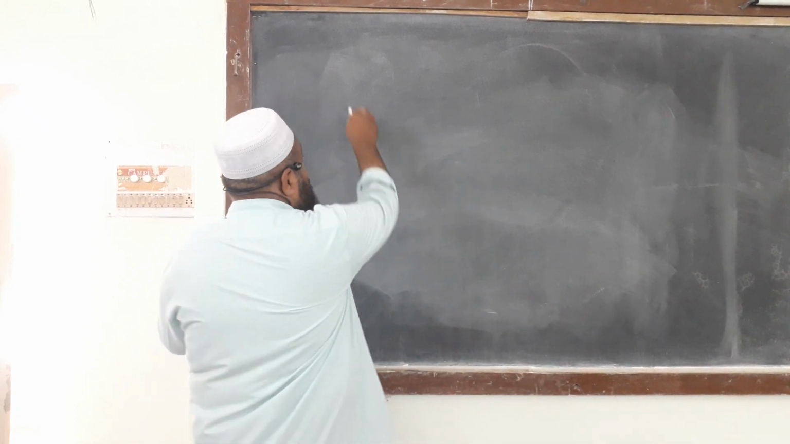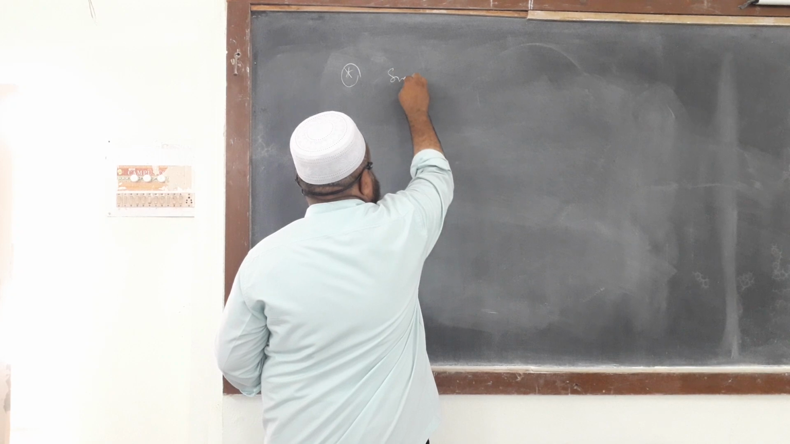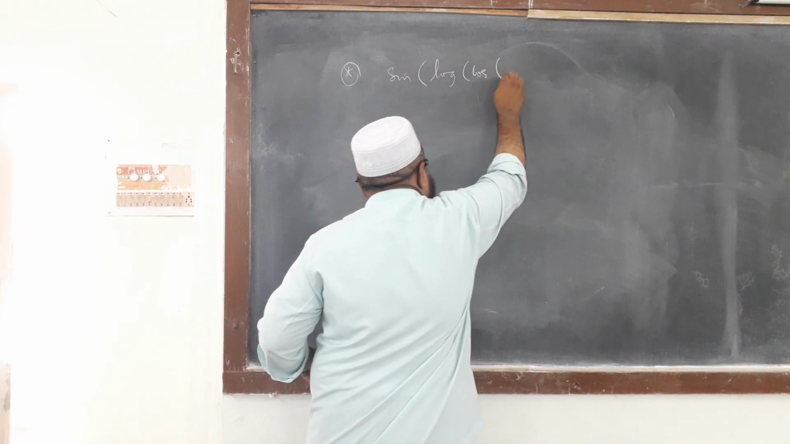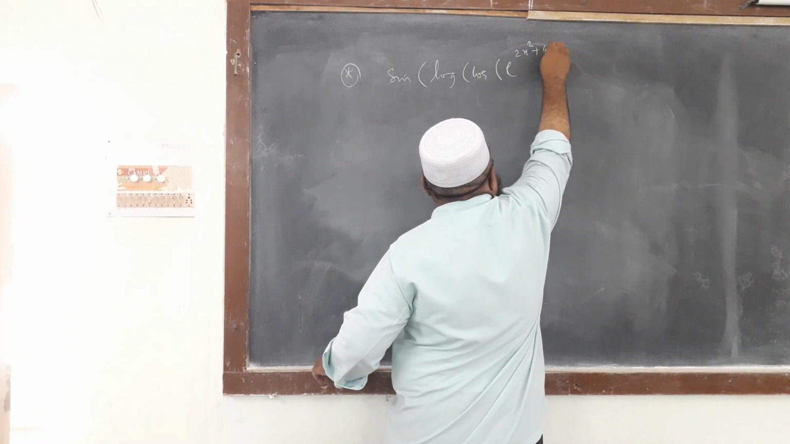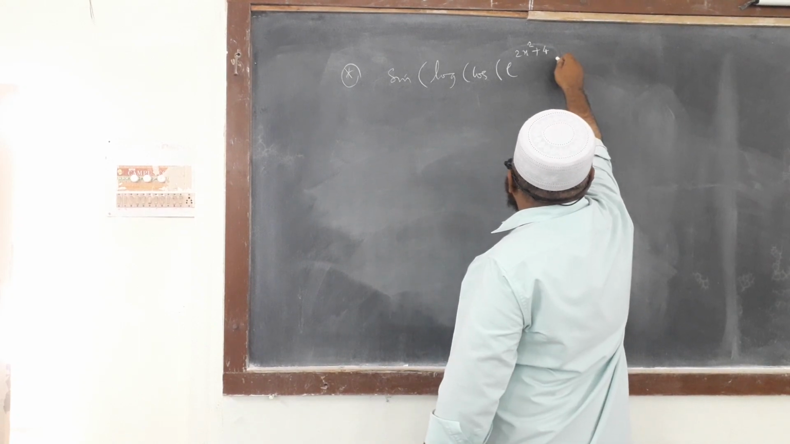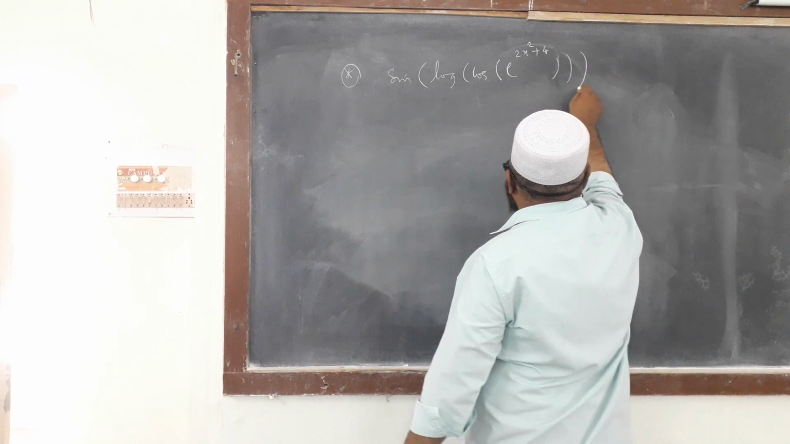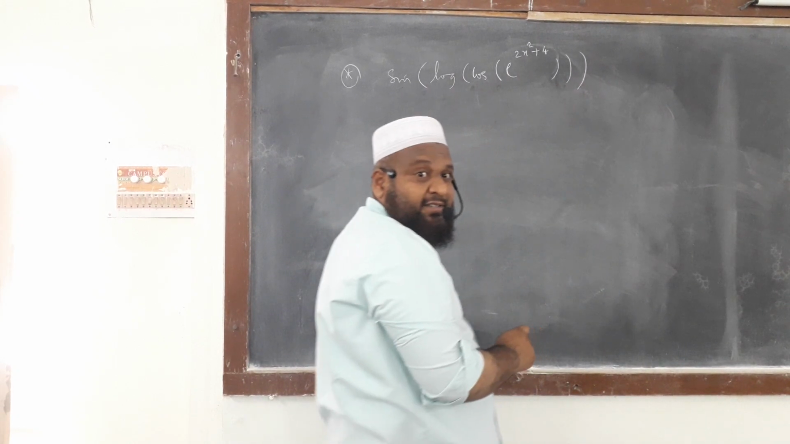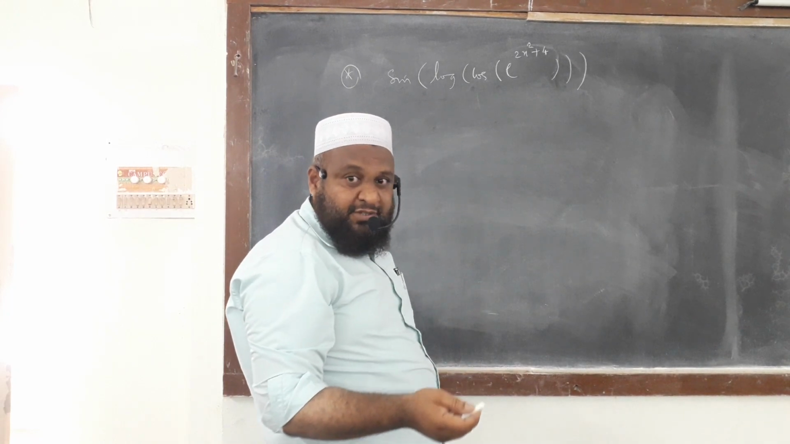Let us see some more examples of chain rule. I have sine of log of cos of e to the power of 2x square plus 4. This difficult a function may not come to you at any time, but we are just handling this. 1, 2, 3. 3 openings, 3 closings, right? So wait for some time. You write afterwards.